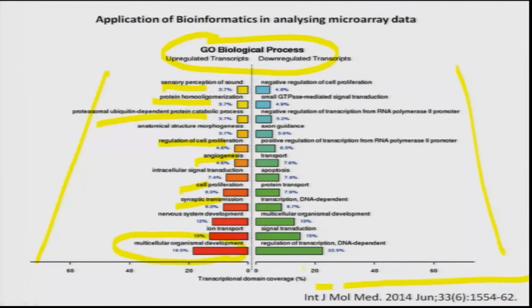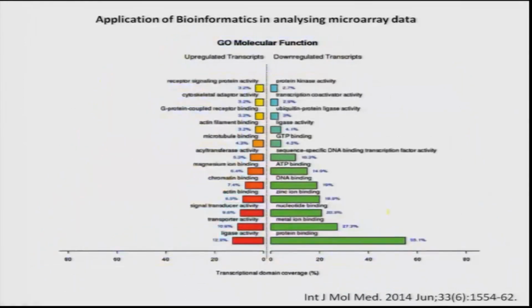Almost close to 20% of genes whose expression levels are upregulated are involved in multicellular organismal development. That means some growth is happening, right. You can go back now, look at the paper, what did they do? Why? Possibly overexpression of the gene led to that process. It will be interesting. And you see that there are downregulated transcripts, regulation of transcription, DNA dependent and so on. So, this is how you can classify.